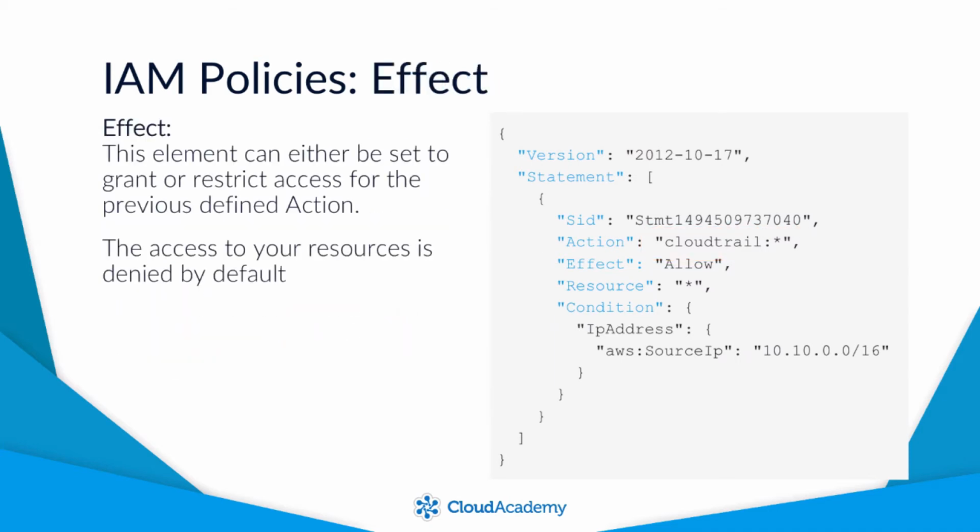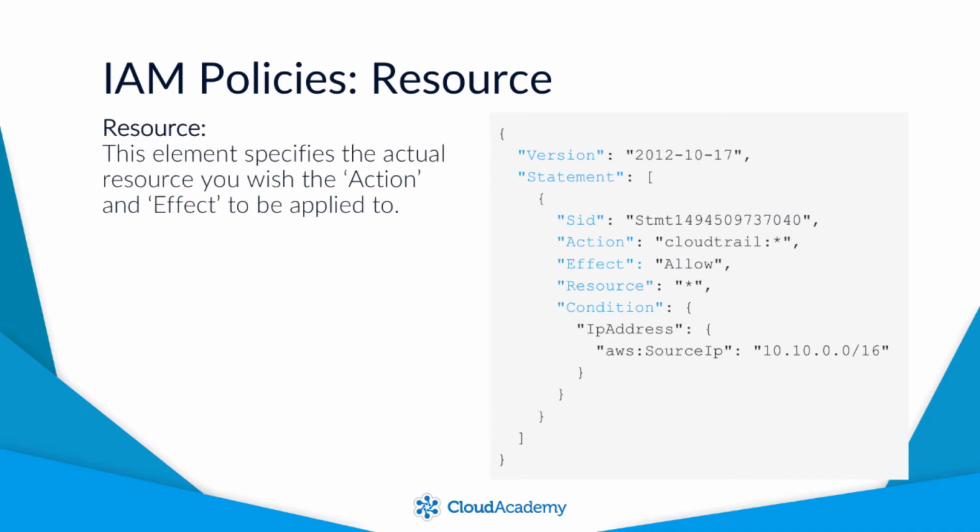Effect. This element can either be set to allow or deny, which will either grant or restrict access for the previous actions defined in the statement. These two options are explicit. By default, access to your resources is denied, and so therefore, if this is set to allow, it replaces the default deny. Similarly, if this was set to deny, it would override any previous allow.